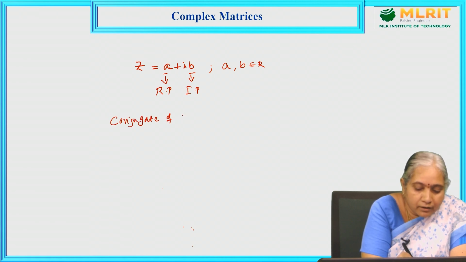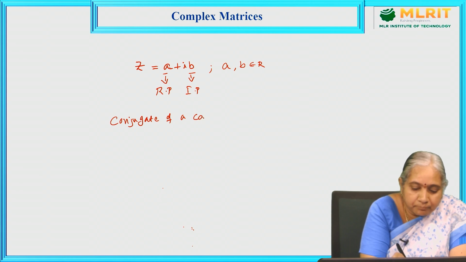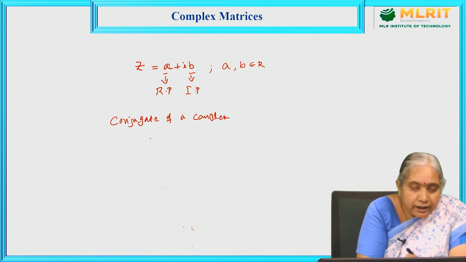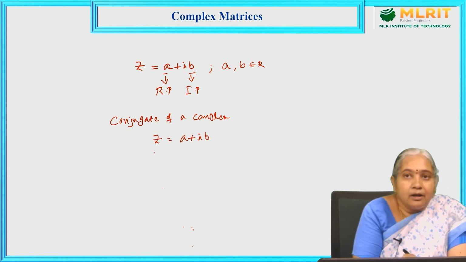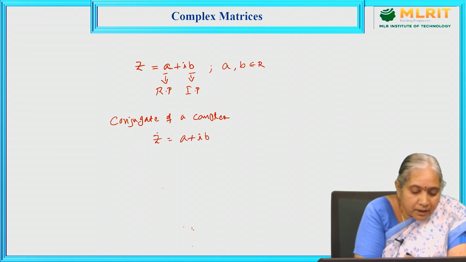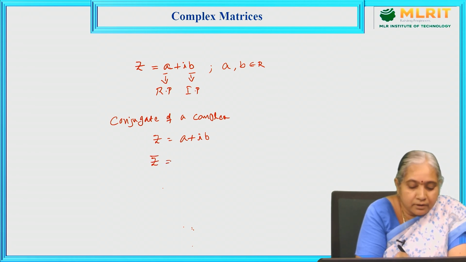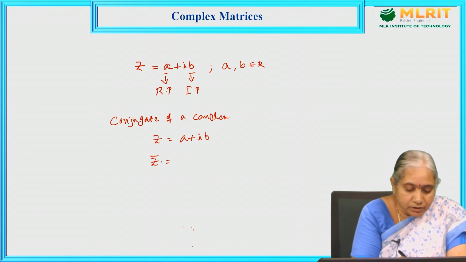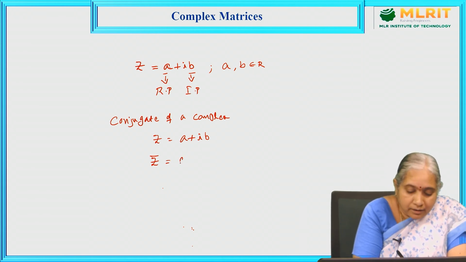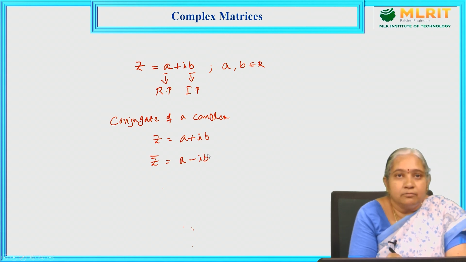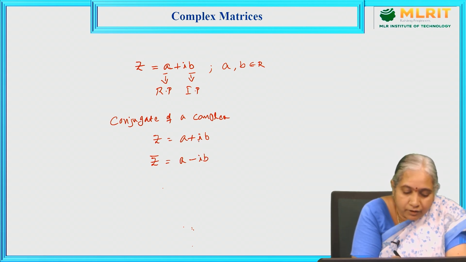Now the conjugate of a complex number. Suppose we take a complex number Z equal to A plus IB, and we denote the complex conjugate by Z conjugate or Z bar, and it is defined as A minus IB. That means we are changing the sign of the imaginary part.